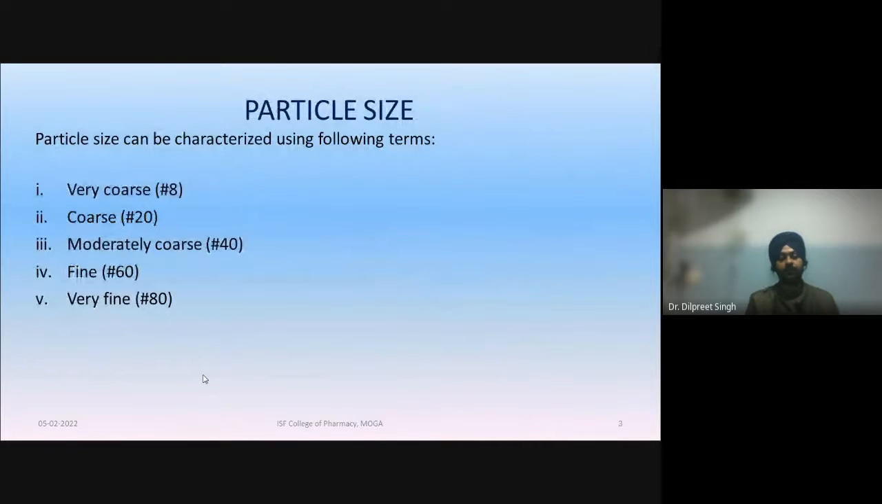Very coarse passes through the 8 number sieve. Coarse passes through the 20 number sieve. Moderately coarse passes through the 40 number sieve. Fine particles pass through the 60 number sieve, and very fine particles, which range from micro to nano size, pass through the 80 number sieve.